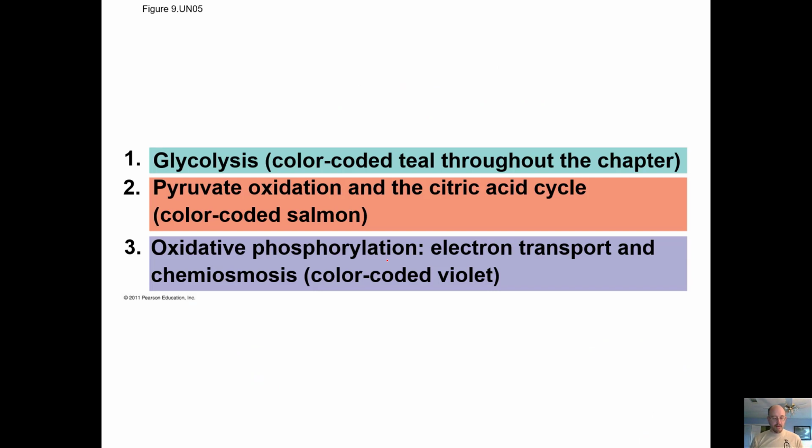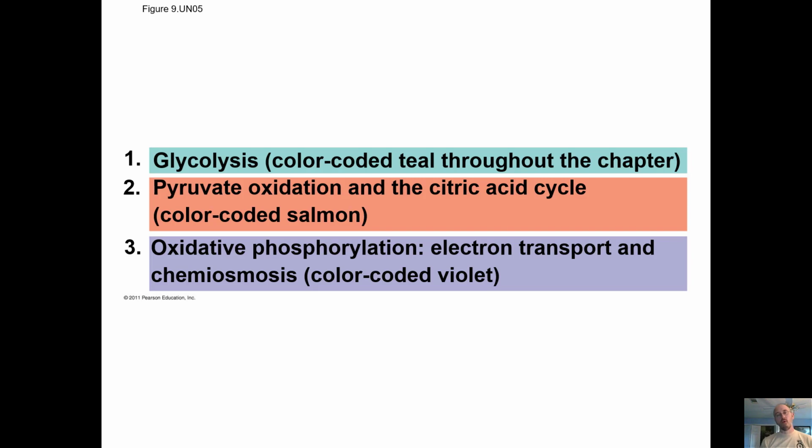Okay, so in the upcoming lectures, I want you to pay attention to this color code. Things that are this blue or teal color are glycolysis. Things that are this reddish salmon color are the citric acid cycle and something known as pyruvate oxidation. And purple items are the electron transport chain. So we're going to break cellular respiration down into these three major categories and then look at each one in turn.